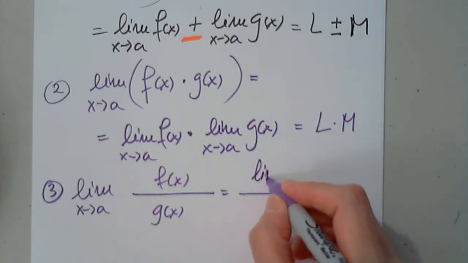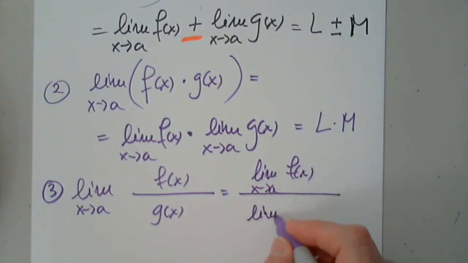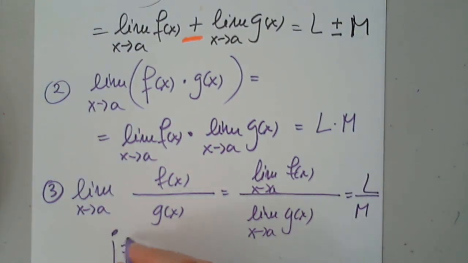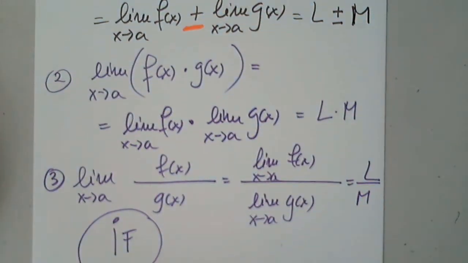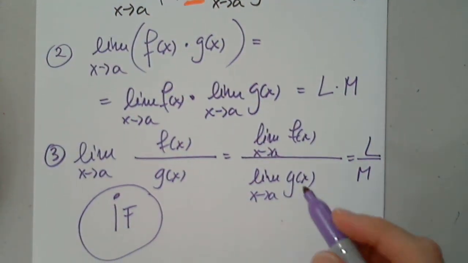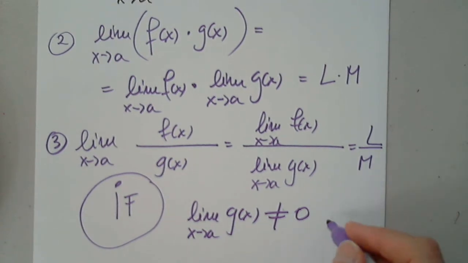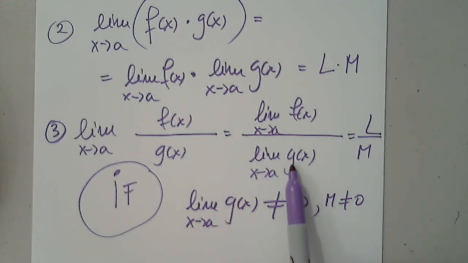L over M. The limit of f of x as x approaches a over the limit of g of x as x approaches a, L divided by M, with a very big if. If what? And M doesn't equal 0. Correct. As long as the limit of g of x as x approaches a does not equal 0. And of course, M does not equal 0, because this is a ratio, and the denominator cannot be 0.